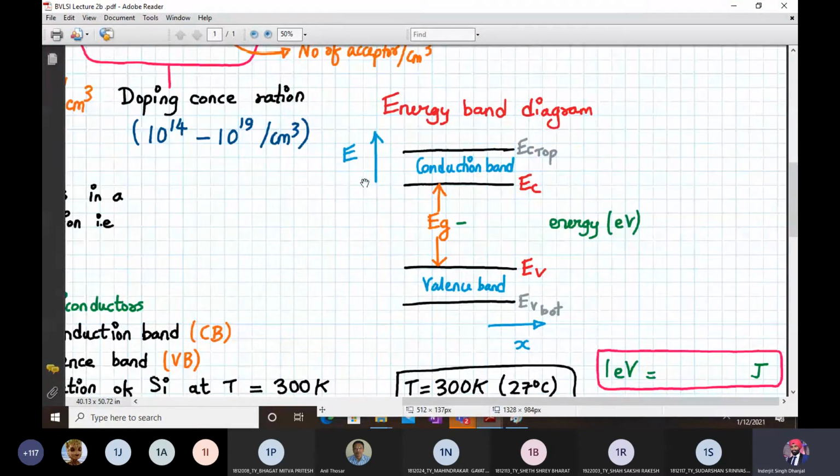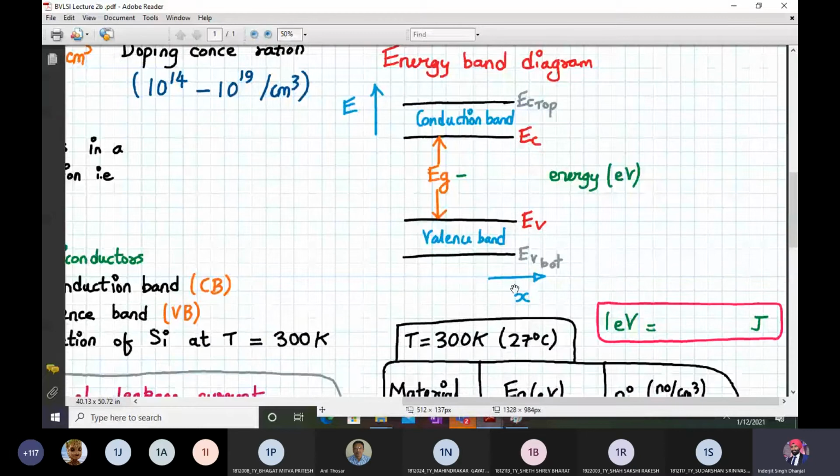And what is this E denoted by with the arrow upwards? It indicates the electronic energies increasing levels. These are electronic energies, and electrons have a negative charge. Remember this very carefully: electrons have negative charge, and these are increasing electronic energies. So if an electron is at a higher energy, that means it is in the conduction band. And energy is on one axis, and x is my distance.